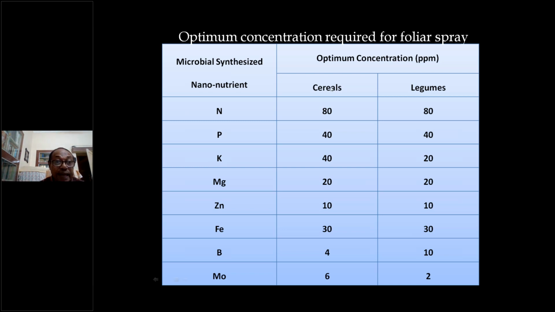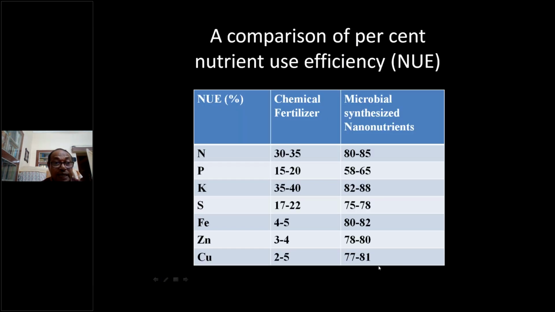And you see, in case of nitrogen, 80 ppm is the best for cereals and legumes, phosphorus 40 ppm, potassium 40 for cereals, 20 for leguminous crops, magnesium 20 ppm, zinc 10 ppm, iron 30 ppm, boron 4 ppm for cereals and 10 ppm for legumes, and molybdenum 6 ppm for cereals and 2 ppm for legumes.